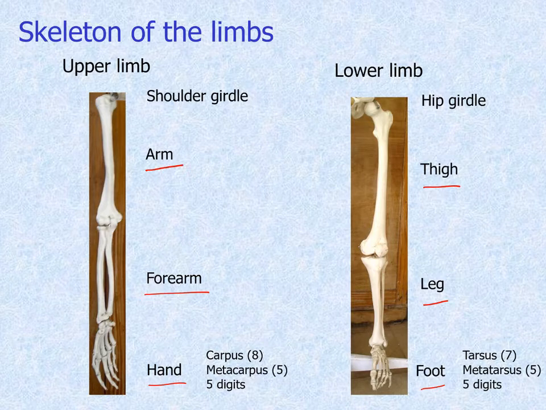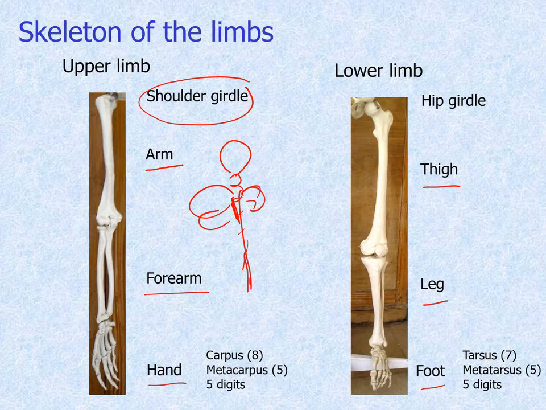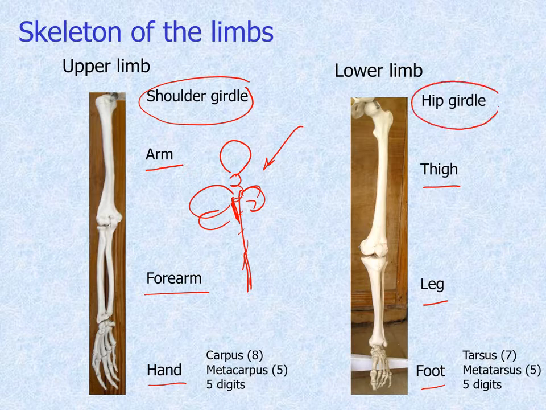The upper limb is attached to the axial skeleton, which is formed by the skull, vertebral column, and the rib cage here, with the sternum in front, through the shoulder girdle. Similarly, the lower limb is attached to the axial skeleton through the hip girdle or the pelvic girdle.